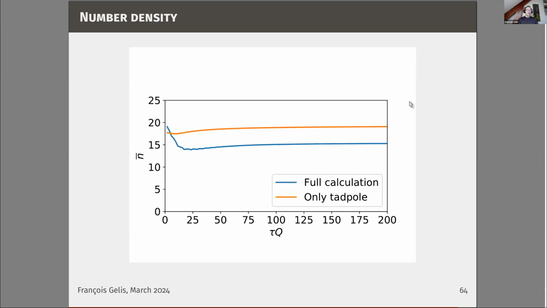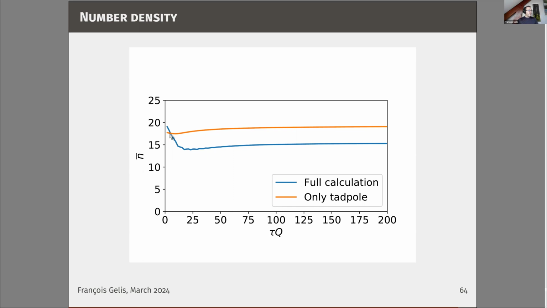Another thing we extracted, this is done just by integrating over all momenta the occupation number, is the number density, and n bar here is the proper time times the number density. So if the system was expanding longitudinally and you have only number conserving collisions, then this n bar should be constant. And in fact, this is what we approximately see when we include only the tadpole. It's the orange curve, and it's almost constant from the very beginning.